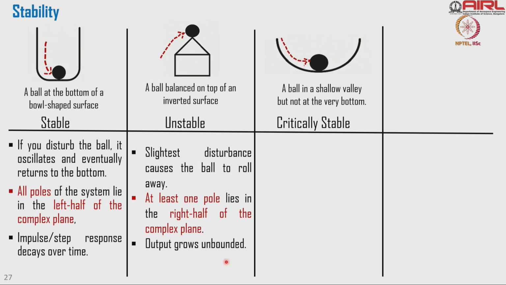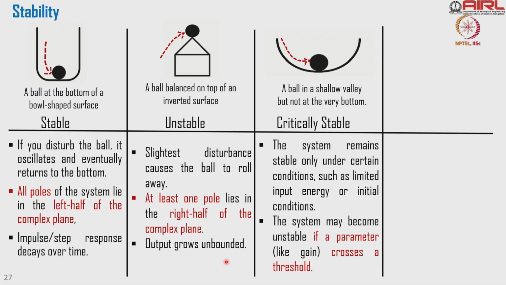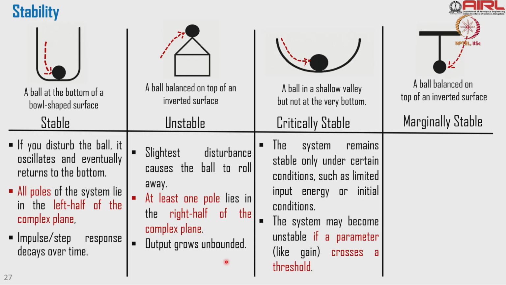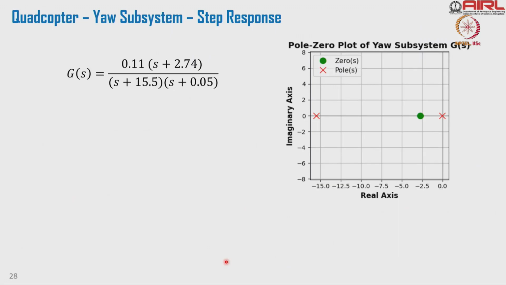A critically stable system remains stable under all conditions of input energy or initial conditions, but it becomes unstable if the gain goes slightly over the threshold. That is a point you need to look at. In a marginally stable system, disturbance-caused motions neither grow nor die out. It keeps oscillating if at least one pole lies on the imaginary axis but is not repeated. If only one pole is there, you could have a marginally stable system.